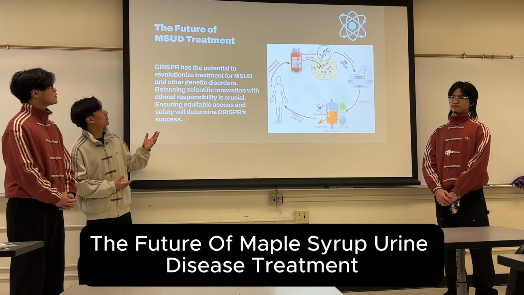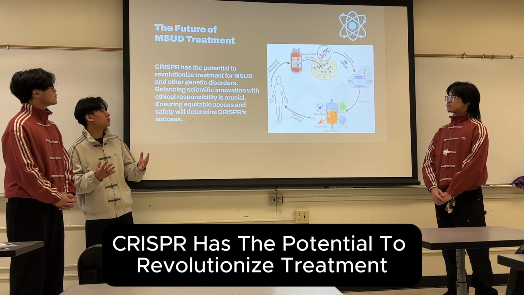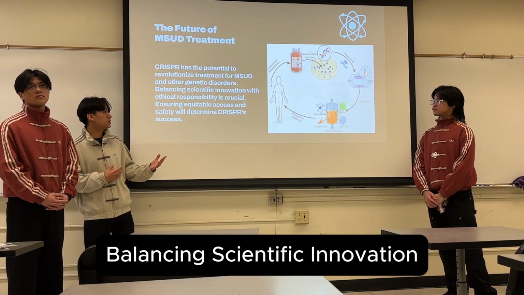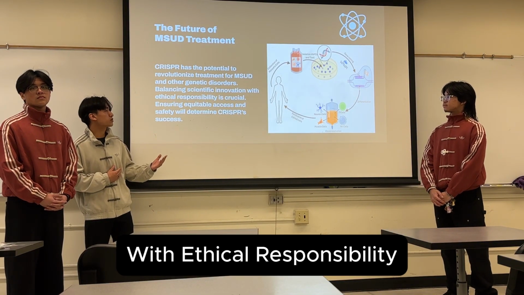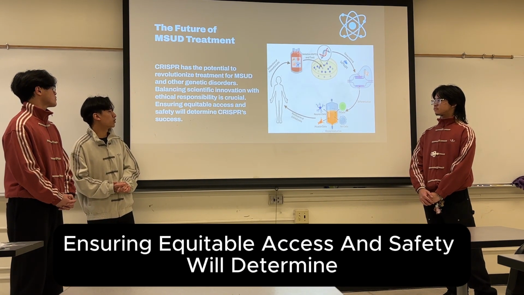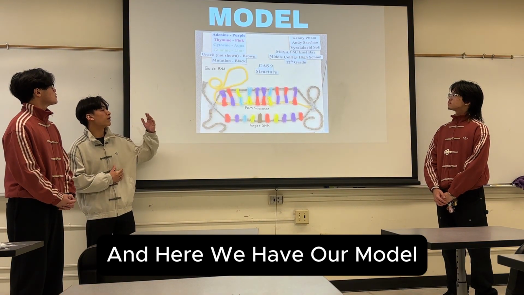The future of maple syrup urine disease treatment. CRISPR has the potential to revolutionize treatment for maple syrup urine disease and other genetic disorders. Balancing scientific innovation with ethical responsibility is crucial. Ensuring equitable access and safety will determine CRISPR's success. And here we have our model.